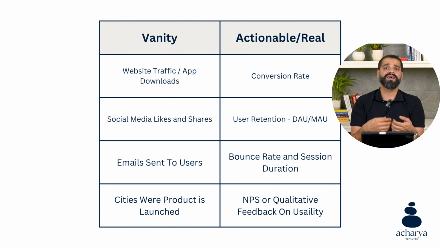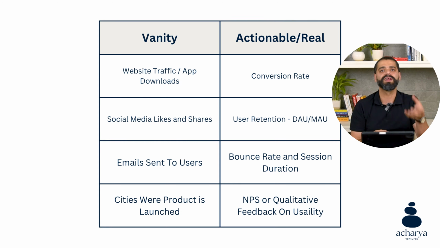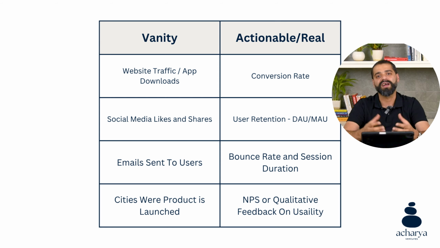Instead, you can track a NPS, which is a net promoter score, out of the people who are coming to your website. Once you ask them, how likely are they to recommend your product to other people? That will give you more insights, more actionable, real insights, right? You can have qualitative, quantitative surveys of usability, things like that you can start tracking at an early stage. That's more important. That's a real actionable metric that you should be tracking.